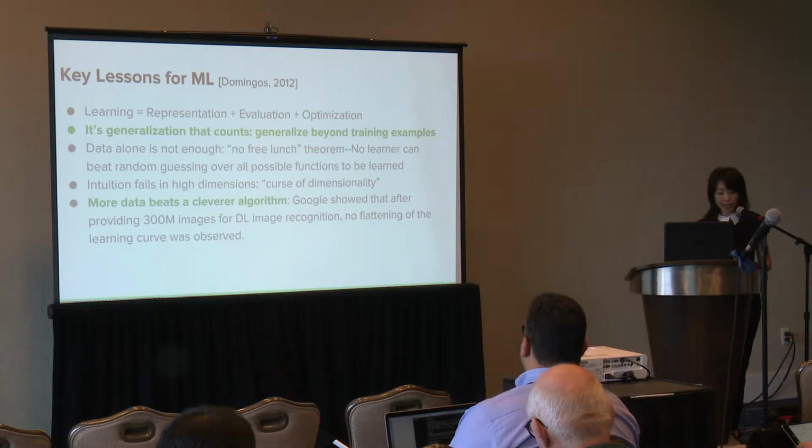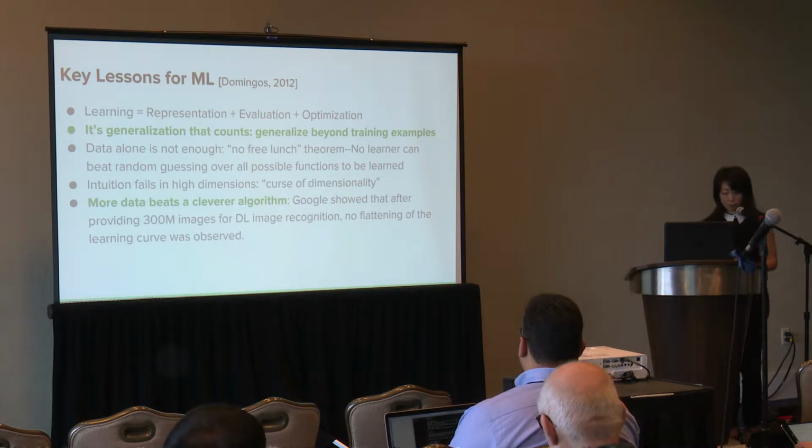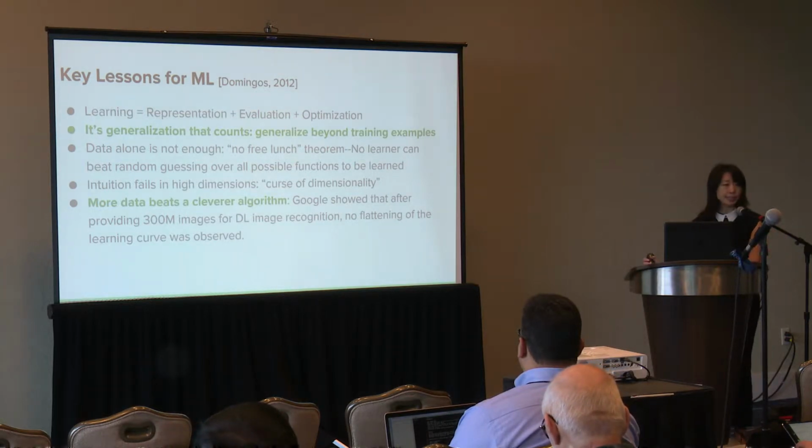And the fourth one is that intuition fails in high dimensions, and this is the curse of dimensionality. When we have millions of dimensions, something that could work well could fall apart. And finally, more data beats a cleverer algorithm. And so a lot of recent machine learning models are data hungry. It is shown that for image recognition, after Google gave it 300 million images, the learning curve is still not flattening. So meaning if we give it more, we can get better results.